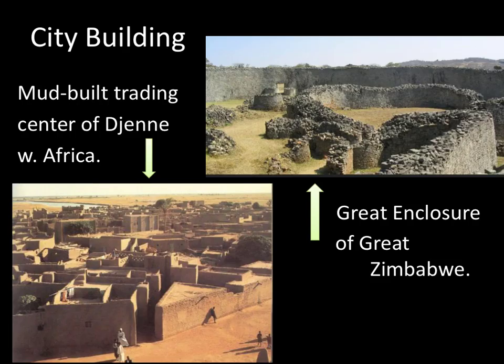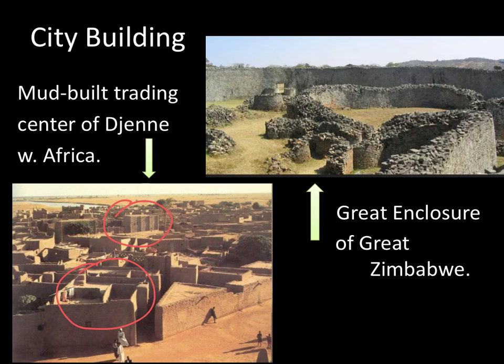Early civilizations in Africa also had city building. This is the city center called Djenné. It is in West Africa in the modern-day country of Mali. You can see here it looks very similar to that of Mohenjo-Daro. You can see that the buildings are not very large. In fact, they're somewhat small in comparison to those of Egypt and Mesopotamia and Greece.